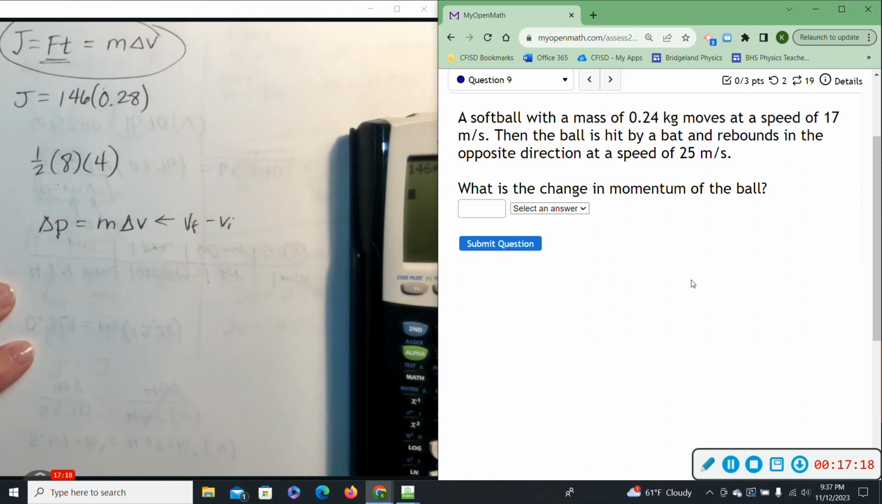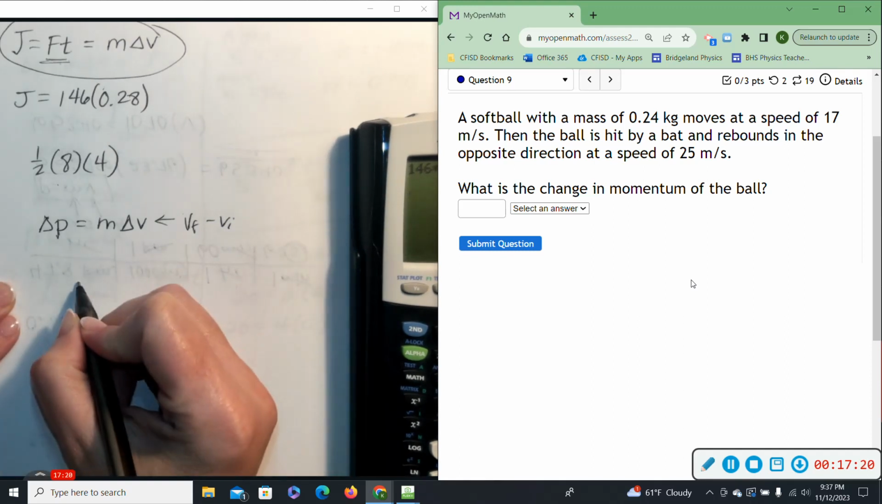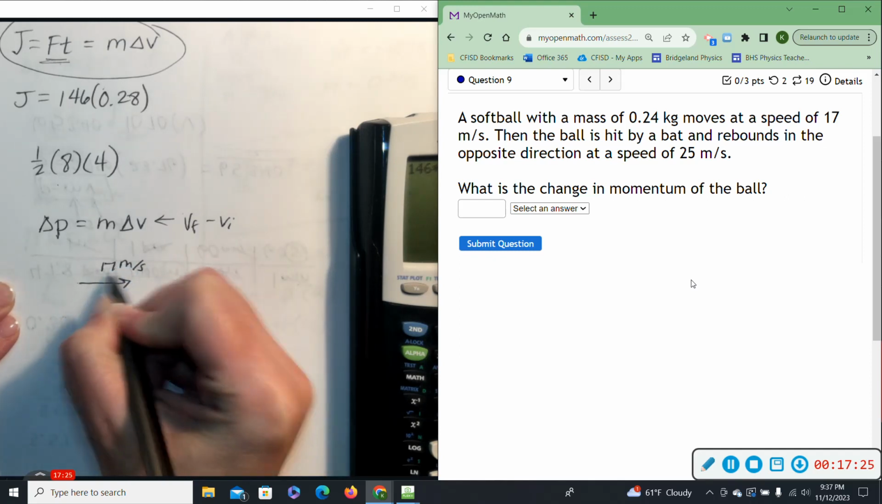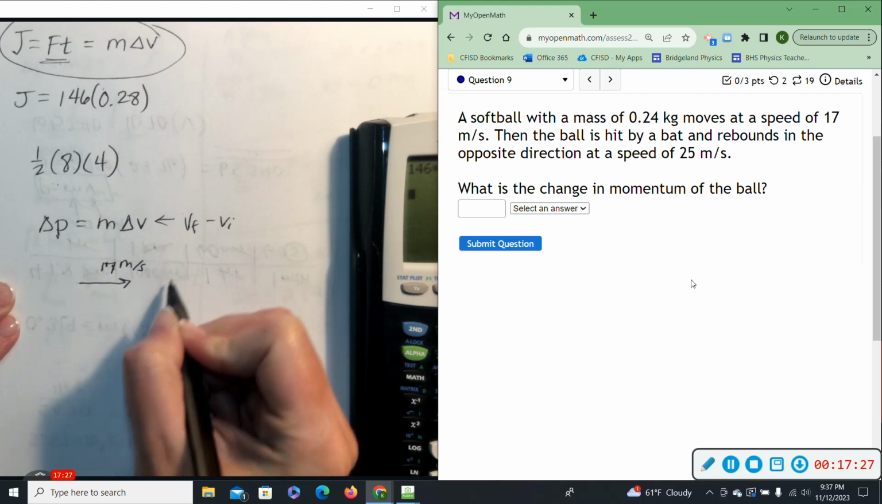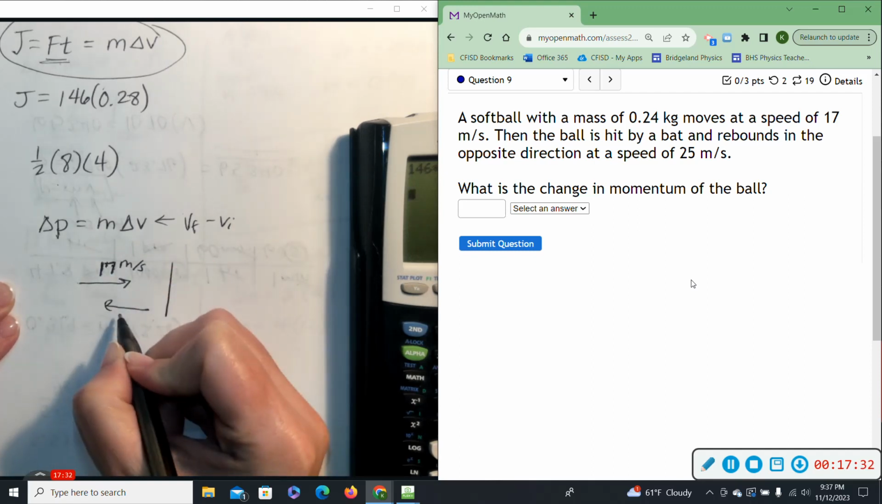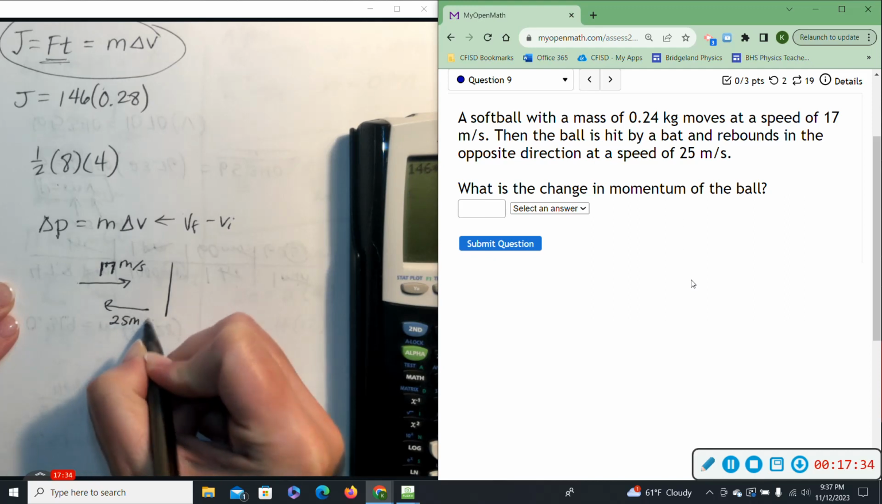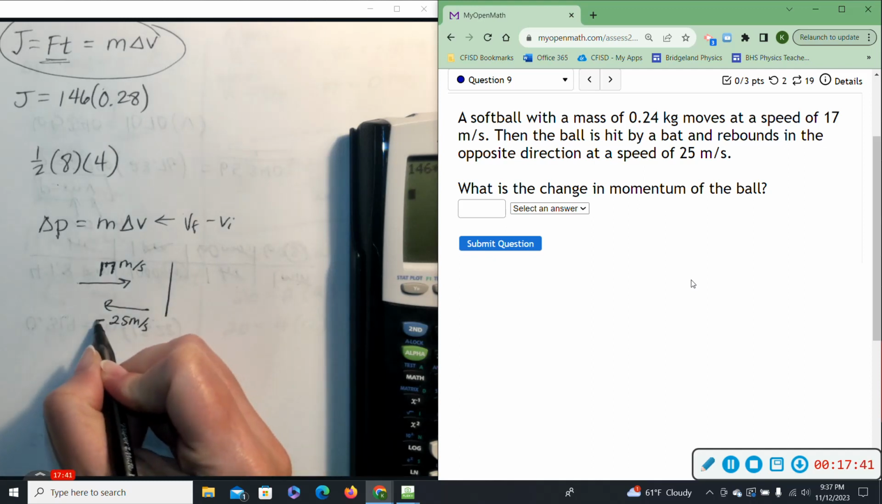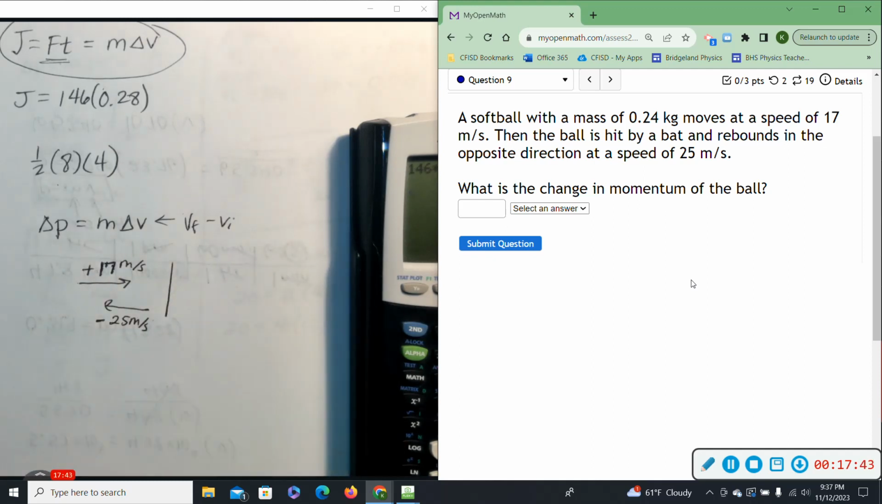In this particular question, we have a ball that's initially moving 17 meters per second in one direction and then hits a wall, and after that collision, after that impact, it's now moving 25 meters per second in the other direction. The fact that it's in the other direction matters because that means it has the opposite sign. If I call this positive, this is negative. And so my change in velocity isn't just from 17 to 25, it's from 17 to negative 25.